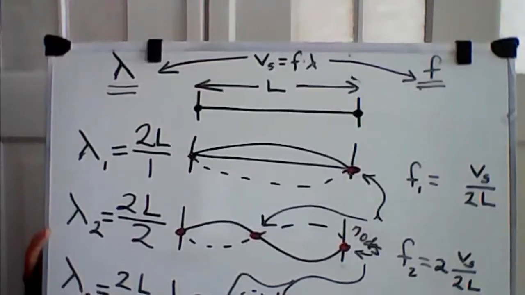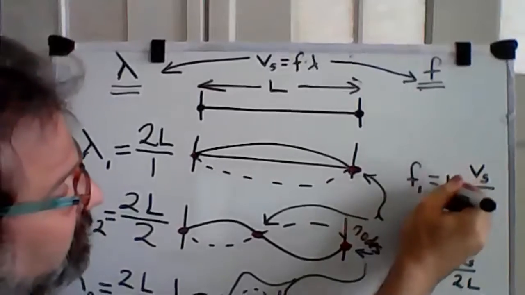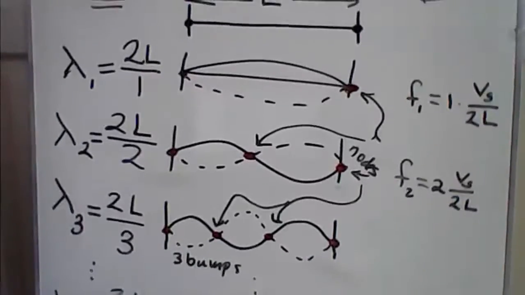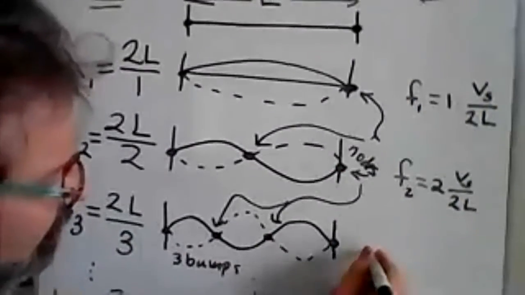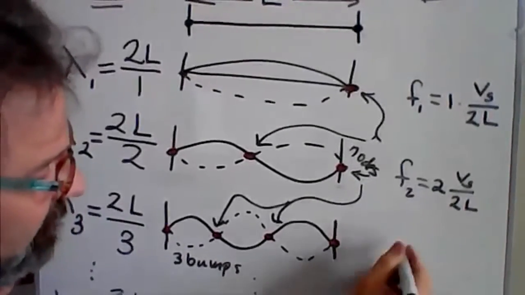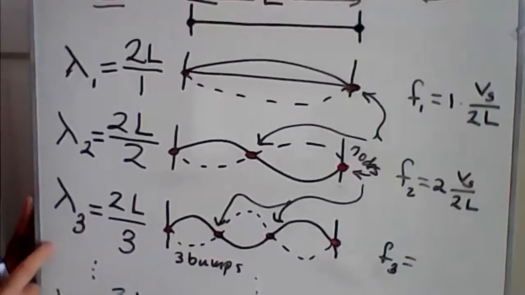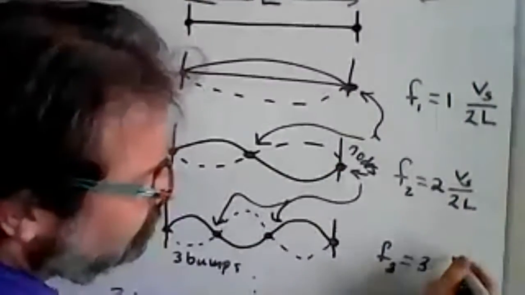Can't you just do Vs divided by L? I could, but I won't. And I'm going to write a 1 here. Why? We'll see in just a second. We'll continue down here, do the same thing, and you'll see a pattern. So then you'll see F3. Again, Vs divided by this pops around, leaves a 3 out front.